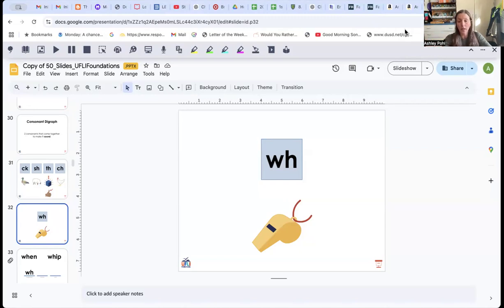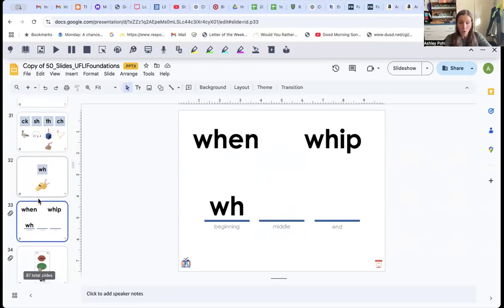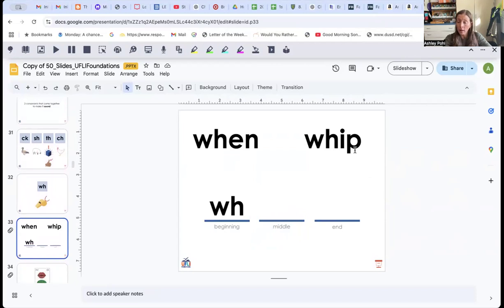So W, like in whistle, right? It is the same sound as W. WH can come at the beginning of words like when and also whip. It does not come at the end. So if you hear the W sound in today's quiz and it's at the beginning, it'll be the WH.